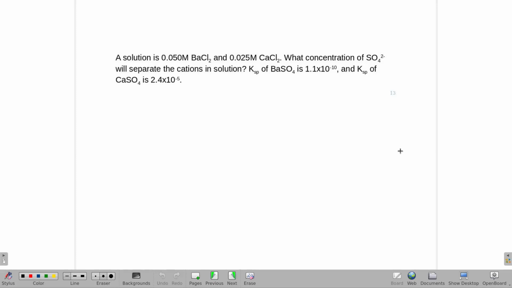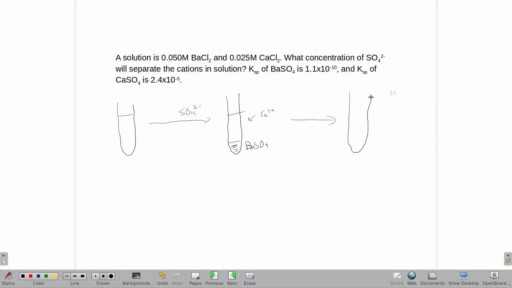So what we're looking at is, all right, we've got a test tube, for instance, that's just got water in it. And as you add sulfates to it, the one with the smallest KSP, the barium, is going to precipitate out. So down here would be barium sulfate, and still in solution are the calcium ions. If you added too much, you'd have barium and calcium down here: calcium sulfate and barium sulfate.